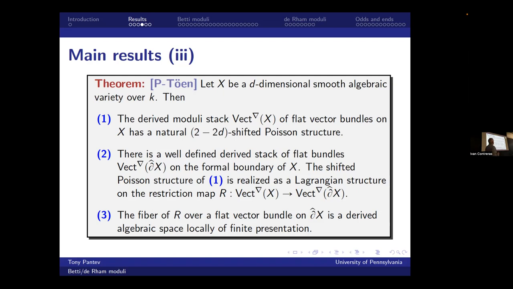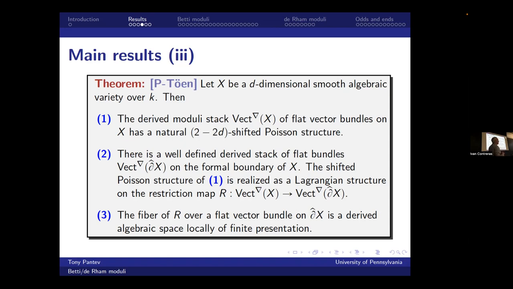Then if you want to understand how that Poisson structure is constructed, I'll show the construction, but Pavel mentioned yesterday that there is a mechanism and, in fact, a conjectural equivalence between the mechanism for constructing Poisson structures and using Lagrangian structures in symplectic spaces which are shifted by 1 degree higher. That's how you construct the structure here and in the Betti case.